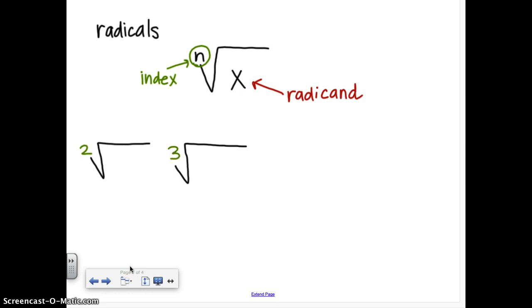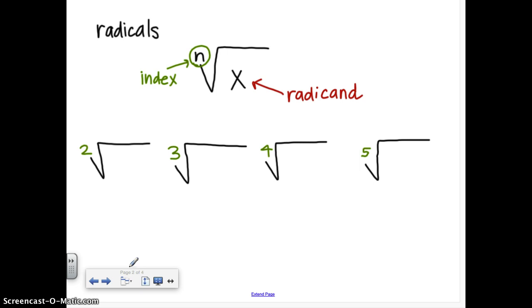We can talk about the cube root, where we put a 3 as the index. We can talk about the 4th root, the 5th root, and so on. For example, the cube root of 8 is 2. The 4th root of a number like 625 is going to be 5, because 5 times 5 times 5 times 5 is 625. Since 5 to the 4th is 625, the 4th root of 625 is 5.